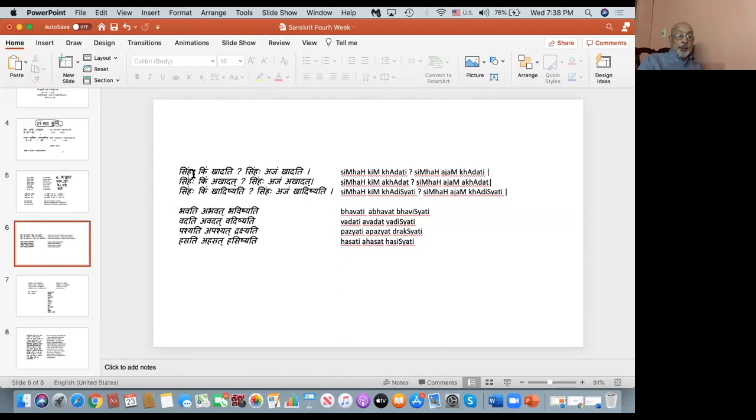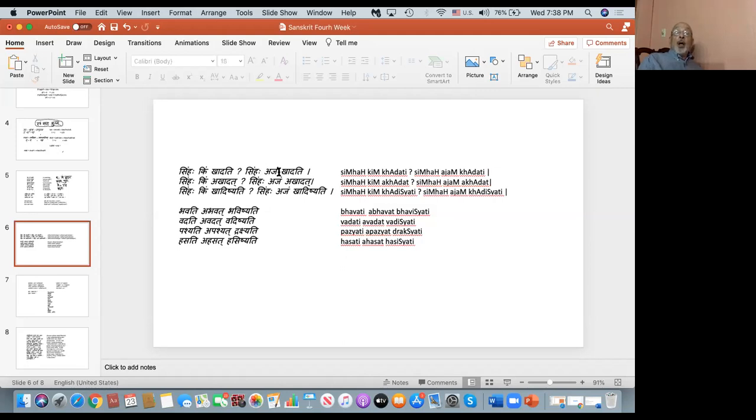Okay, so can you translate this for me? Simha kim khadati? What does the lion eat? Yeah. Sanskrit doesn't have the auxiliary verbs, so when you translate into English, you need to say, what does the lion eat? Simha ajam khadati. Aja is not a new word. The lion eats a goat.